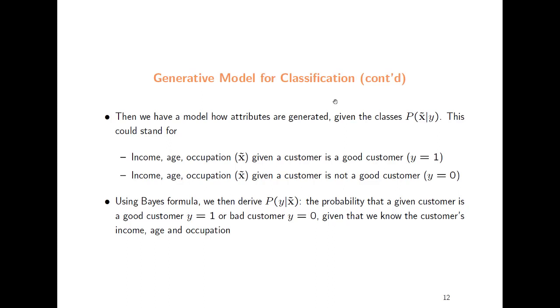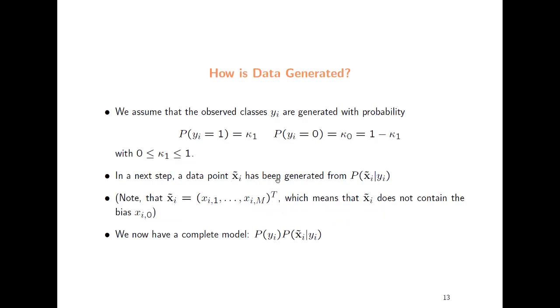And so we need this P of x tilde given y for the two cases, y equals 0 and y equals 1. And then we can simply apply Bayes' formula to give us what we are really interested in: the probability of a good or bad customer given the information we have about the customer. This might be for giving out a financial credit, for example. So we just give these probabilities some names. The probability that y equals 1 is kappa 1, and the probability that y equals 0 is 1 minus kappa 1, and this number should be between 0 and 1.